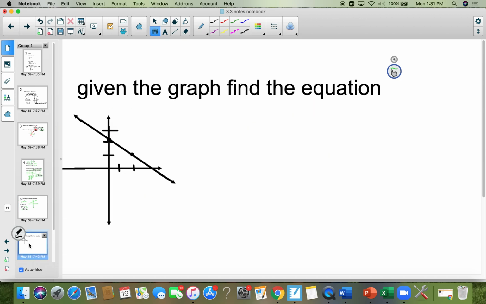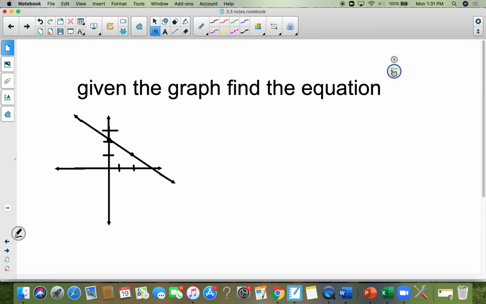Given the graph, find the equation. So this shouldn't take too long. You know that it crosses the y-axis at 2. That stands for the b. And all you have to do is find the m, which is the slope. This definitely has a negative slope. And I went down 1 and to the right 2. Rise over run, and that is it.